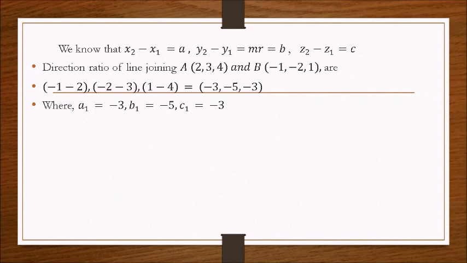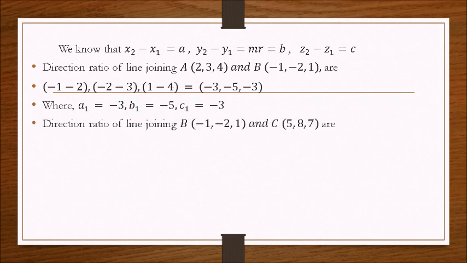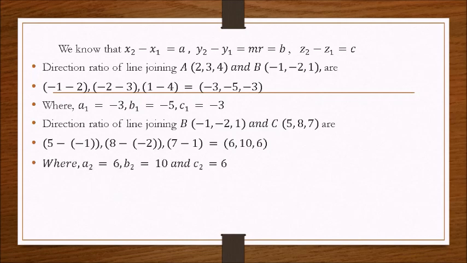Next, we shall find the direction ratios of the other 2 points, B and C. If we take the direction ratios of the line BC, what do we get? In the same way: x2 minus x1, y2 minus y1, z2 minus z1. So we get 5 minus of minus 1, 8 minus of minus 2, 7 minus 1. 5 minus of minus 1 is 5 plus 1, which is 6. 8 minus of minus 2 is 8 plus 2, which is 10. 7 minus 1 is 6. So these are the direction ratios: a2 is 6, b2 is 10 and c2 equals 6.